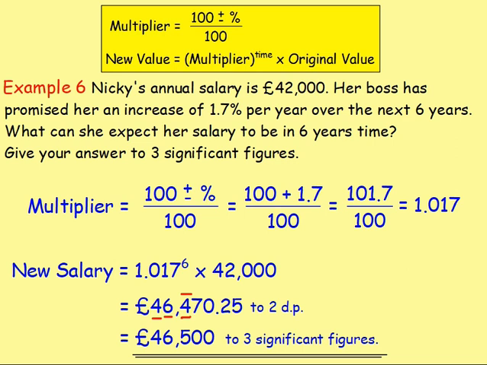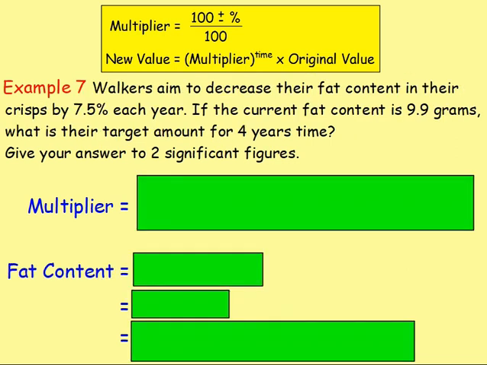It is, Nikki. Example 7. Walker's Crisps, or Lay's Chips, aim to decrease their fat content in their crisps by 7.5% each year. If the current fat content is 9.9 grams, what is their target amount for 4 years' time? Give your answer to 2 significant figures. So we can see that they're wanting to decrease the fat content by 7.5% each year, and it's asking us what that will be in 4 years' time.